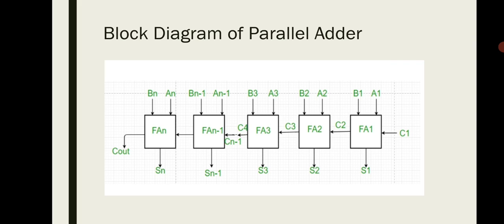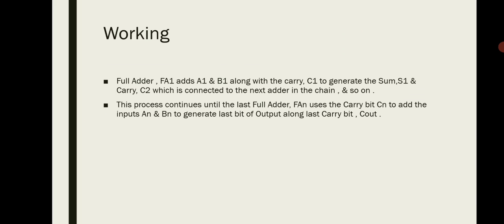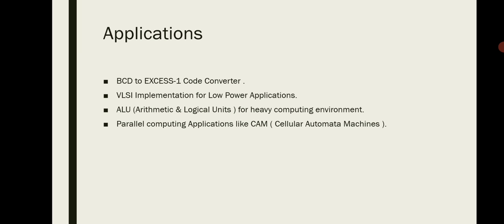You can design a parallel adder of any number of bits, guys, by using the respective full adders in a cascade connection. This I have written over here: the full adder adds A1 and B1 with the carry, which produces S1 and the carry output. The same process continues till the last bit, that is the nth full adder. That is the description given over here.